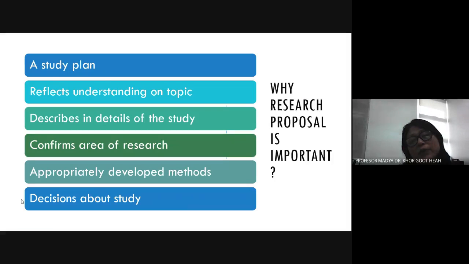Why is the research proposal important? A research proposal is actually a study plan which demonstrates mastery of the specific field of study. This includes the components of independent research, analysis, critical evaluation, application, and it also shows the ability of the student to solve complex problems. It also shows the student's understanding of the specific topic of the study. It describes the details of the study, and it also confirms the area of research that is yet to be explored. Mainly here, the research gap comes in, where students actually have to find a research gap in their research.